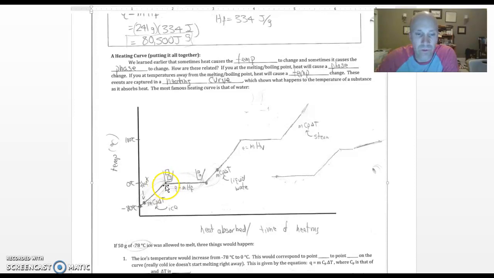So a way that you could think about this is at this point right here, it's when you first start to see a little bit of water form on the ice. It's the first drop of liquid water that you would see. And as you keep on going this way, the bits of ice get smaller and smaller, but still the temperature of that ice water is 0. So this point right here would be when the last little bit of ice melts.